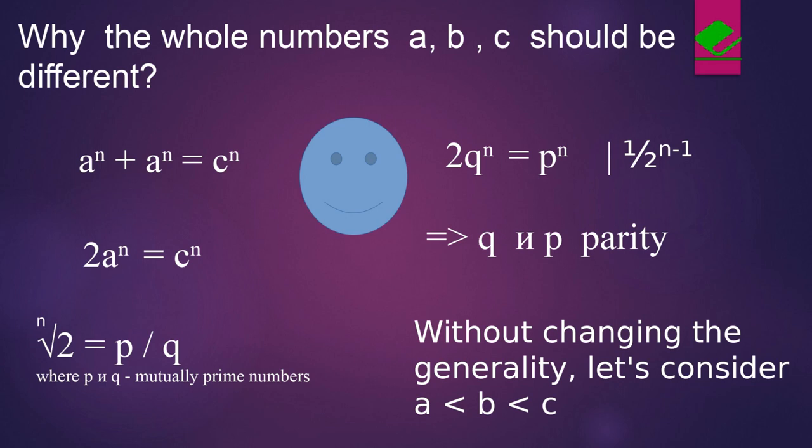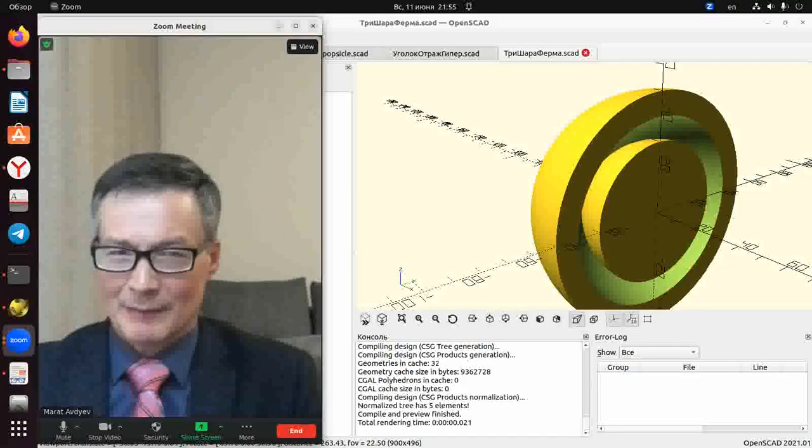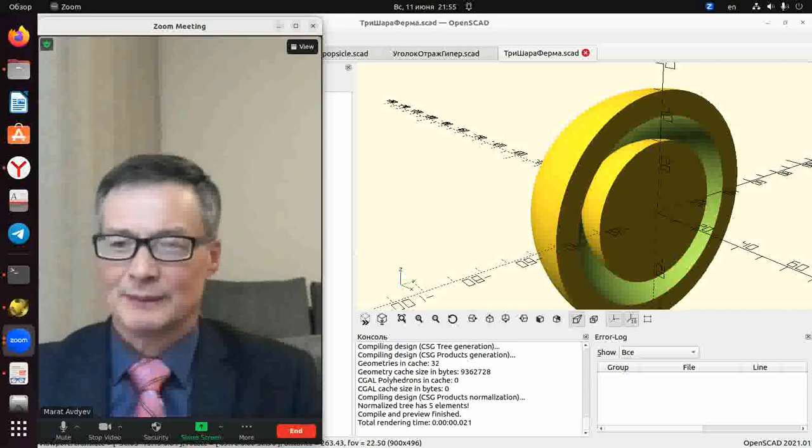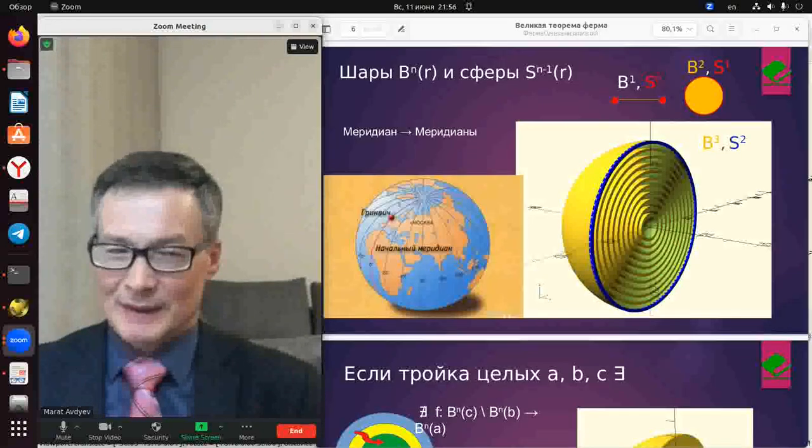Thus p and q become even and we have arrived at a contradiction for the case of degrees higher than 2. The proof is quite similar, so it is no less general to put that whole numbers a is less than b, which in turn is less than c.